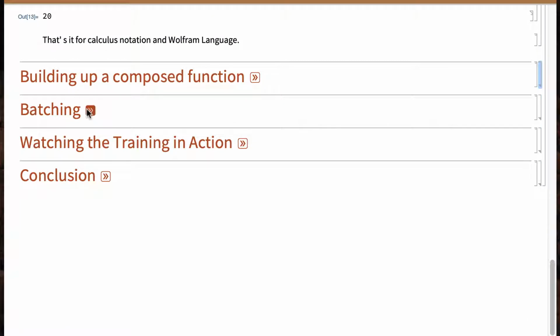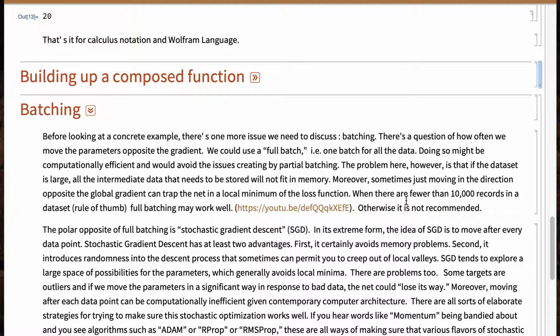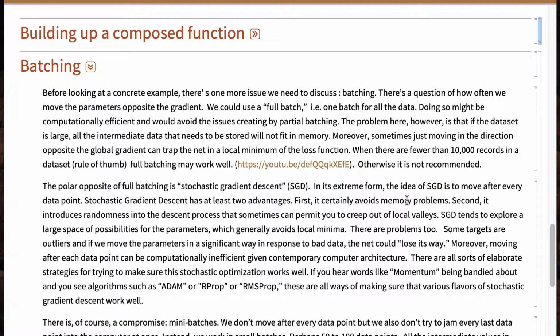Time to discuss batching. All right. Here's the question. You've got data coming into your neural network. How often do you actually adjust the gradient? We could use what's called full batch. That is, you run all the data through the neural network, you compute the average gradient for each of those data points, and you move according to the average.